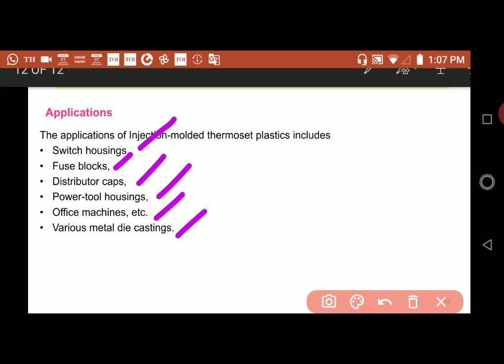So we have seen what injection molding is, what the principle behind it is, what process parameters have to be controlled, and what the advantages, disadvantages, and applications of this thermosetting injection molding technique are. With this we come to the end of this thermosetting injection molding technique. In the next class we will be discussing the gas assisted injection molding technique in our module 2. Thank you.